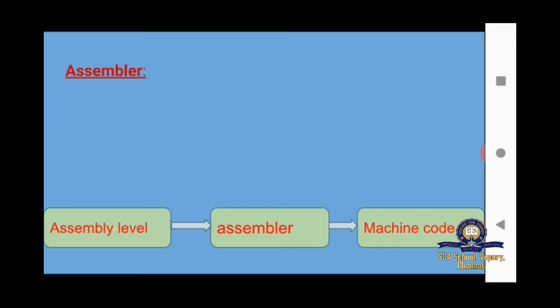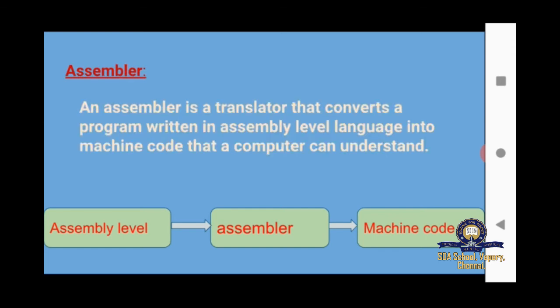The assembler is also a translator, but it translates an assembly level language into machine code, whereas a compiler translates a high level language into machine code. The assembler translates the assembly level language into machine code. When assembly level language is input, the assembler translates that and converts it to machine code.